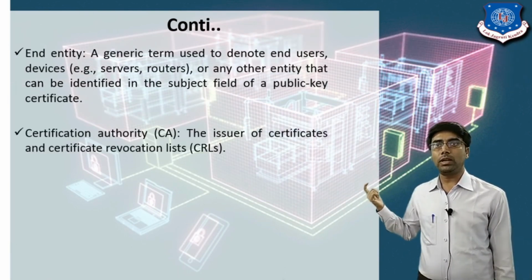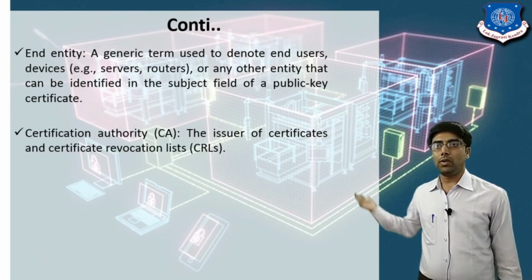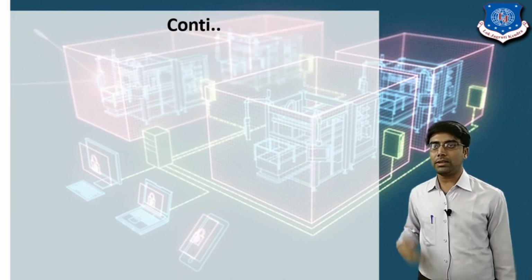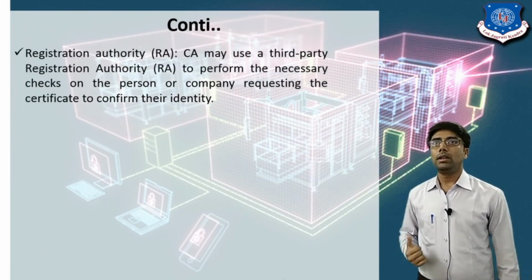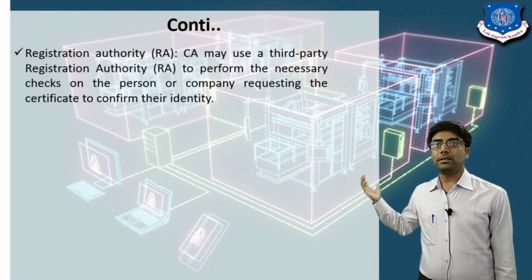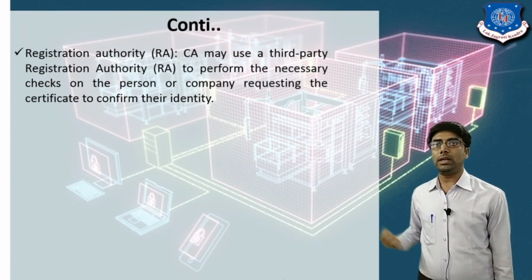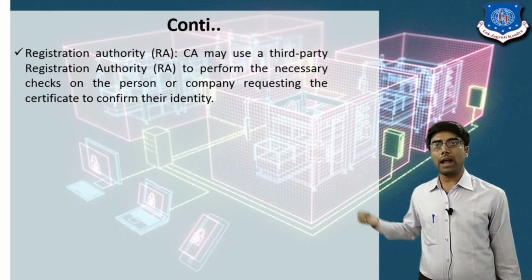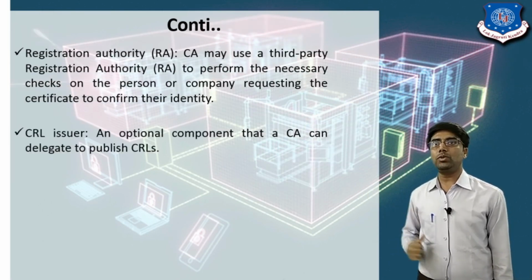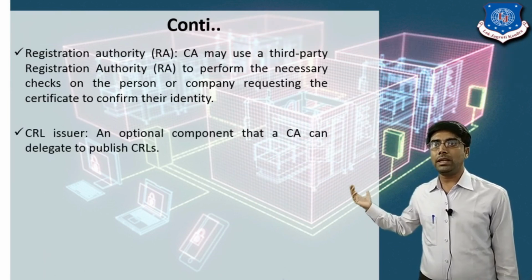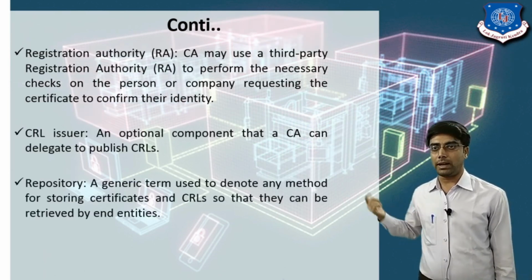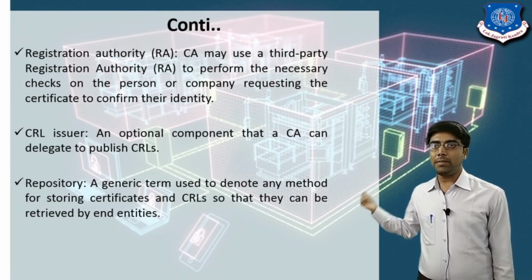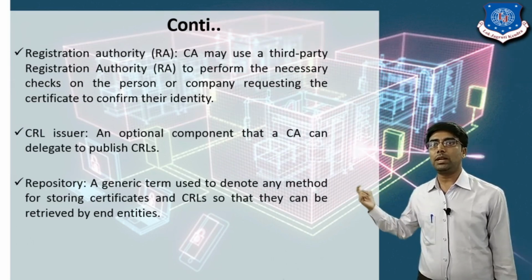End entity denotes the end users or devices. The certificate authority means the issuer of the certificate and the certificate revocation list. The next is the registration authority. The registration authority is a third party that performs the necessary checks on the person or company requesting the certificate to confirm their identity. Now the CRL issuer is an optional component, and the CA can delegate the public CRL. The repository term denotes any method for storing the certificate and CRL so that they can be retrieved by an entity.